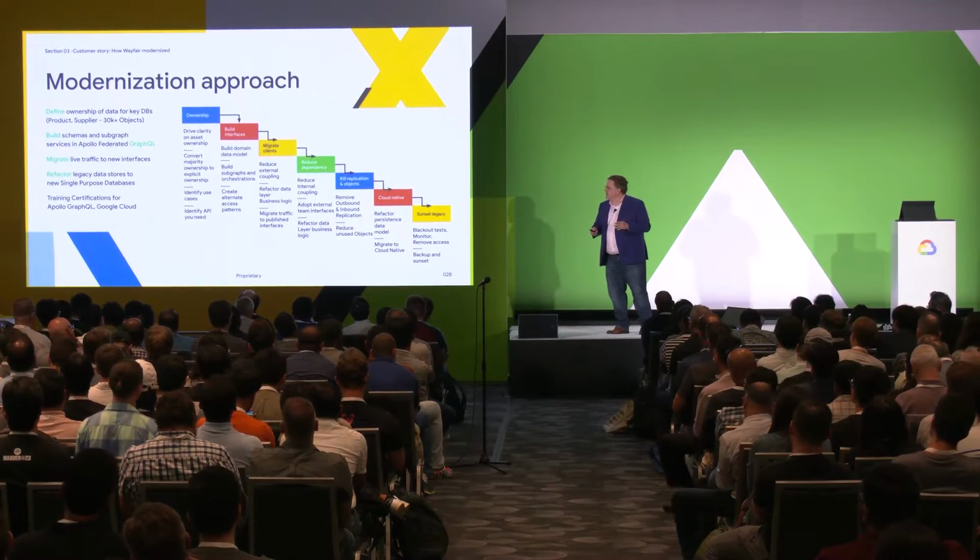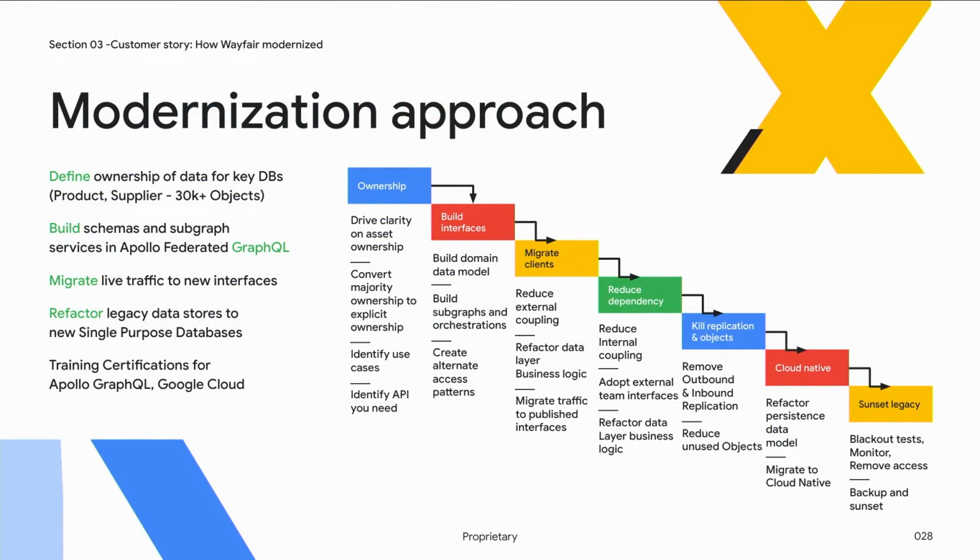And finally, the last thing is we partnered with Google and Apollo to help us train our staff, because one of the things we realized was although people had experience with Google Cloud and with Apollo Federated Graph, they didn't have the depth of knowledge needed to make some of the most complicated decisions and to architect it for the future in the right way. So we partnered to bring in additional training for the teams.